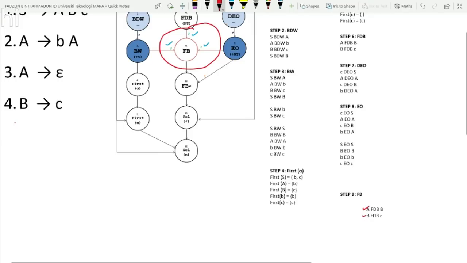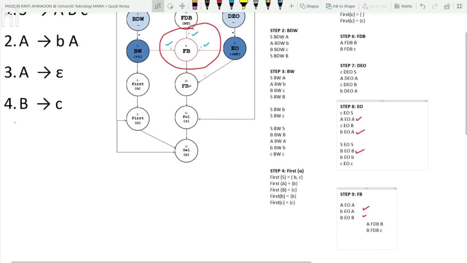So this is our EO. I'm just going to choose the ones that end with A and also B. So we have these 3. So I will just copy it up. A, E, O, A, and put it over here. And then B, E, O, A, and put it over here. And then B, E, O, B, and put it over here.